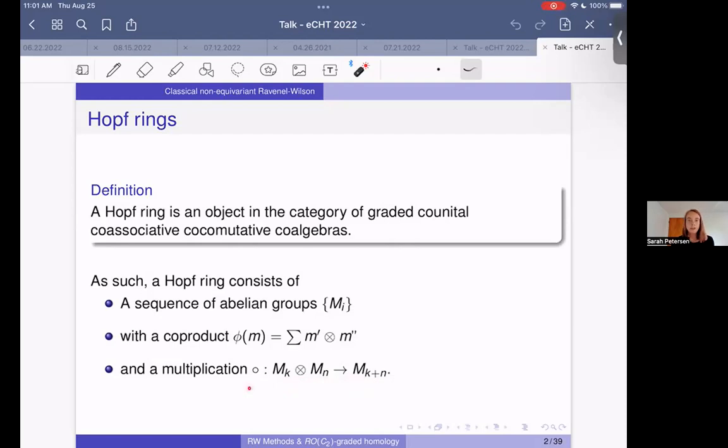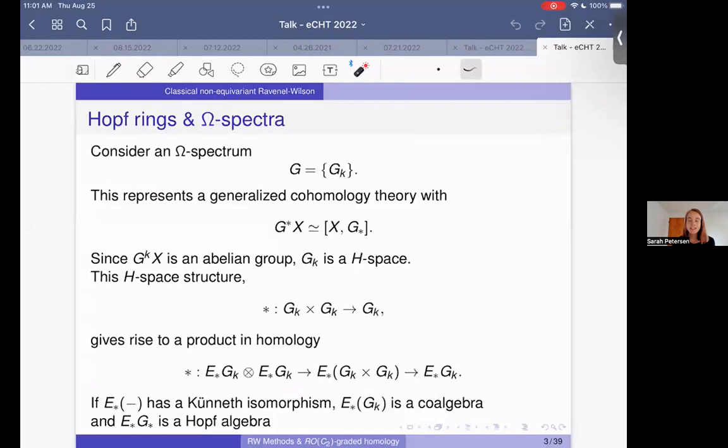And one place that Hopf rings arise in homotopy theory is in the study of omega spectra. So suppose we have some omega spectrum G. This represents a generalized cohomology theory, with the cohomology of a space X being equivalent to the homotopy classes of maps from X into G. And since the G cohomology of X consists of abelian groups, the spaces of the spectrum are going to have an H space structure, here denoted with a star, and this H space structure gives rise to a product in homology.